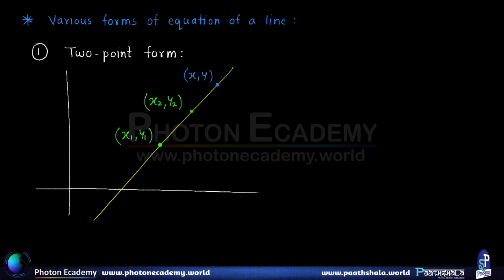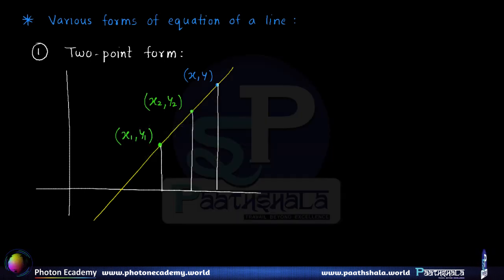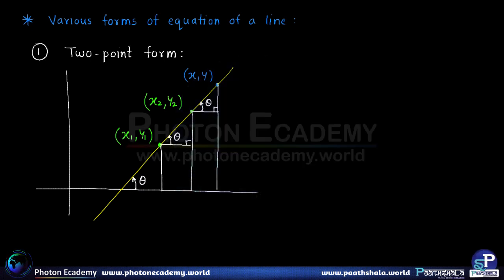So if we drop a perpendicular from all these points and draw the horizontal lines which are parallel to x-axis, we see clearly these small triangles. Now you see that the angles which are marked in this, they all are equal because they all are corresponding angles, and each angle is equal to the inclination of the line, that is theta.